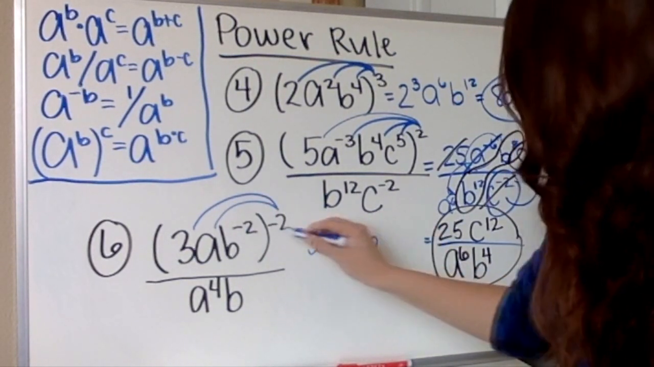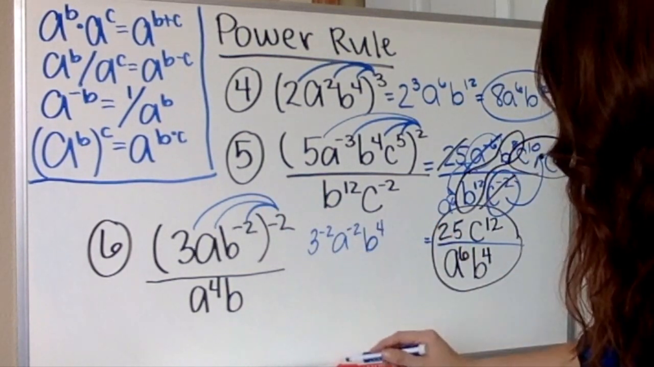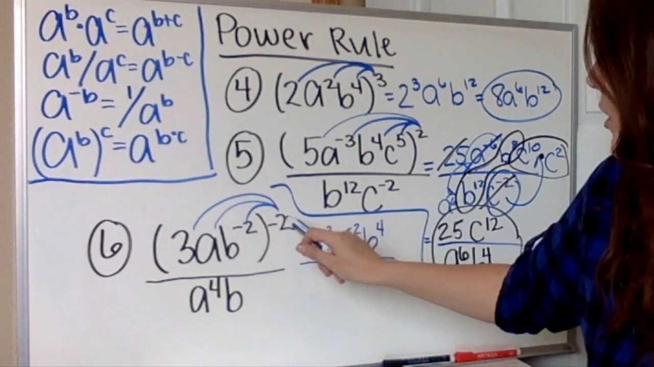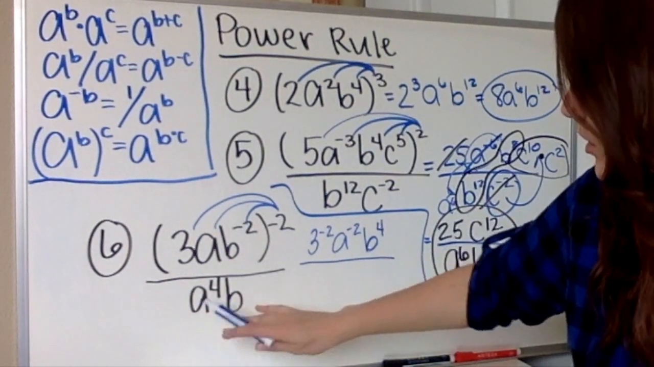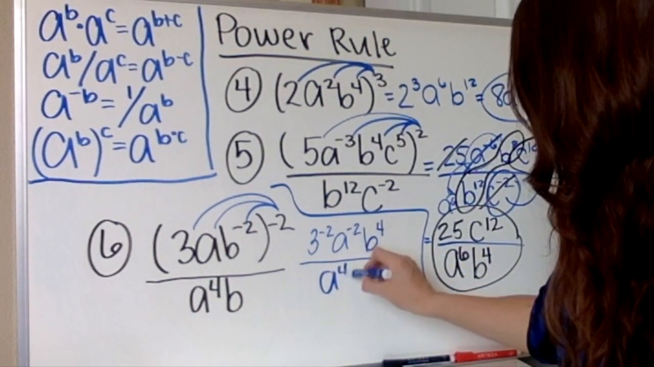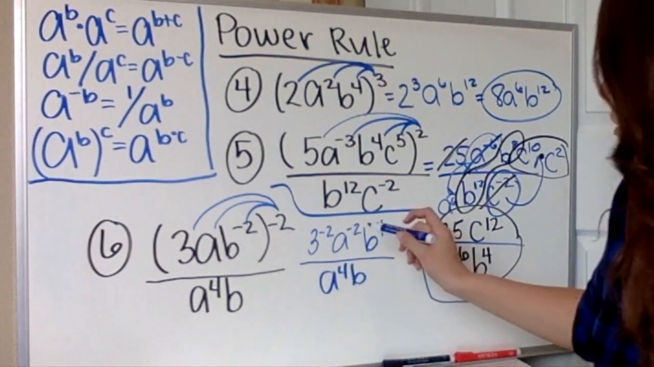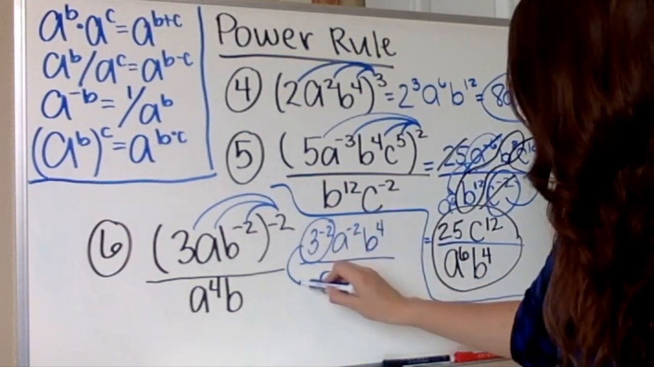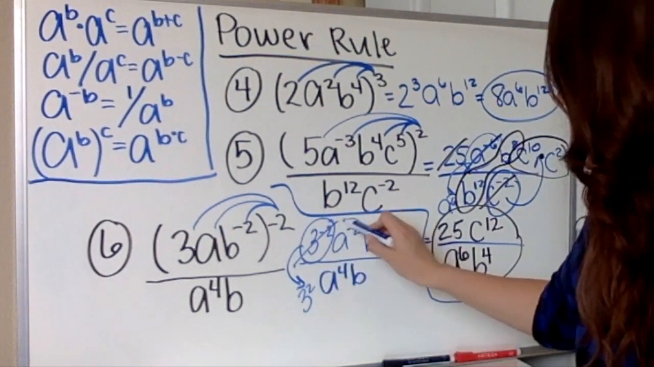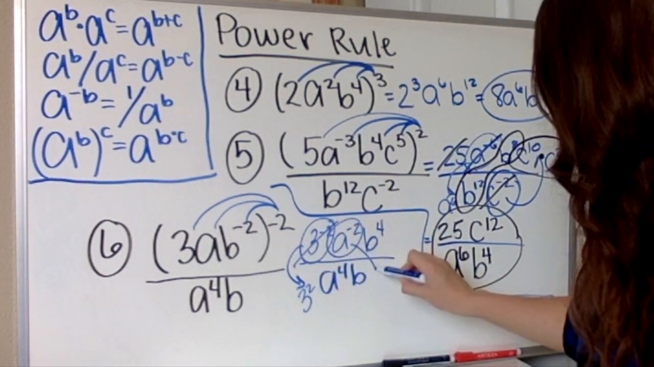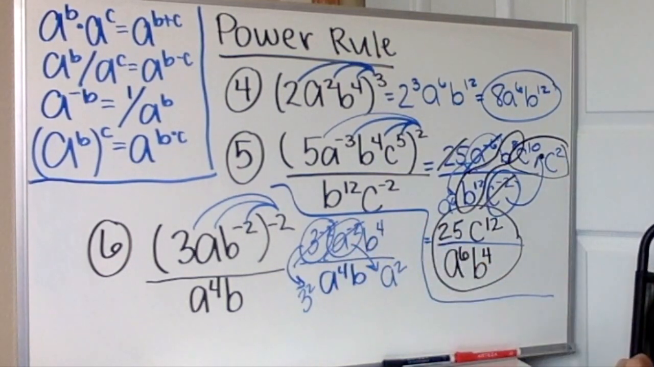And then b, negative 2 times negative 2 is a positive 4. Again, notice it's only going on to this part, not the bottom, because it's not in the parentheses, so that a to the 4th, b is going to stay on bottom. Once I've distributed, I'm going to get rid of my negative exponents. So this guy's got to move to the bottom so that he becomes 3 squared. And this guy's got to go to the bottom so that he becomes a squared. That b to the fourth is going to stay there because he's positive.